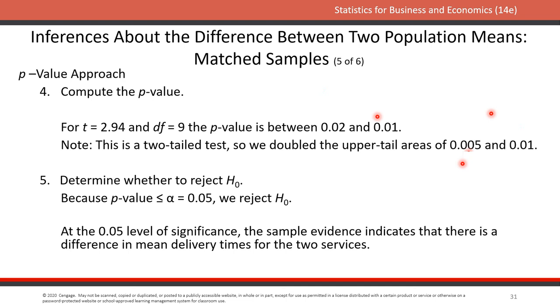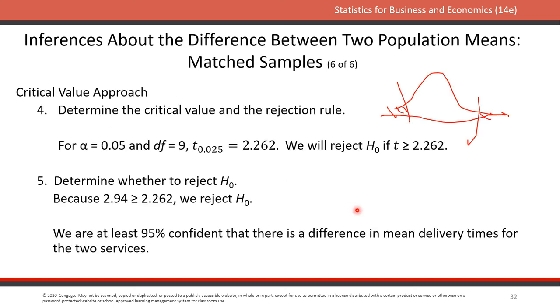Why do I double them? Because we double the p-value in a two-tailed test. So after doubling them, I find that all of these are still less than 0.05. So I still reject the null hypothesis. And again, this means that we have evidence to indicate that there's a difference in the times for the different services. All right, so this has been our quick jump into matched samples.